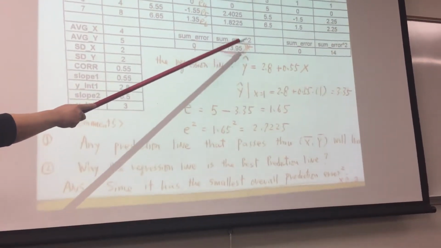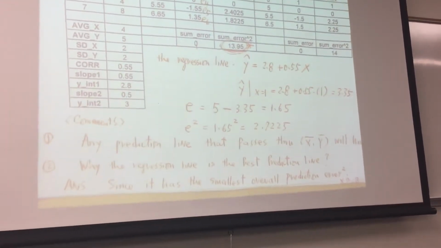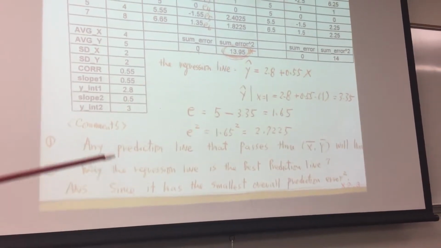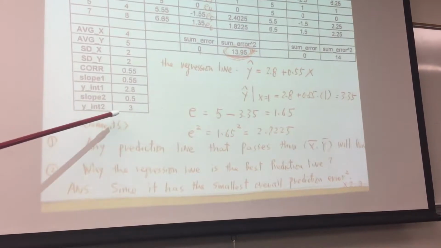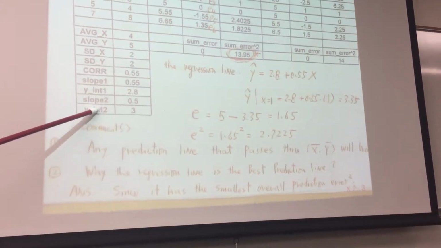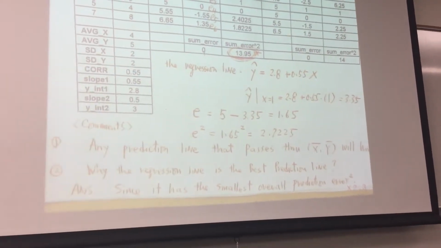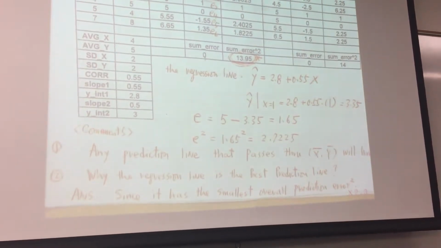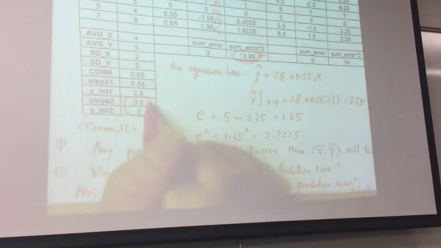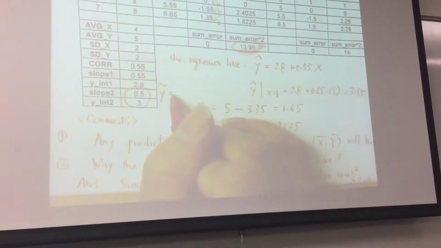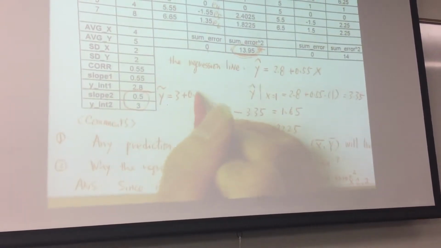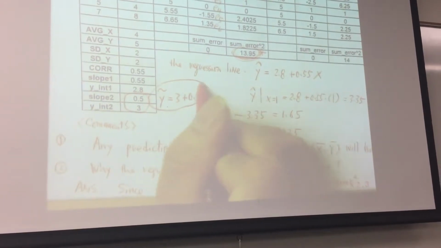Now, how can we show it? I show it by giving you another example. Suppose I use another line, okay? This is also a good prediction line. The slope is 0.5, the y-intercept is 3. So this line, if I write it down, is, say, y hat equal to 3 plus 0.5x. Okay, this is a line.